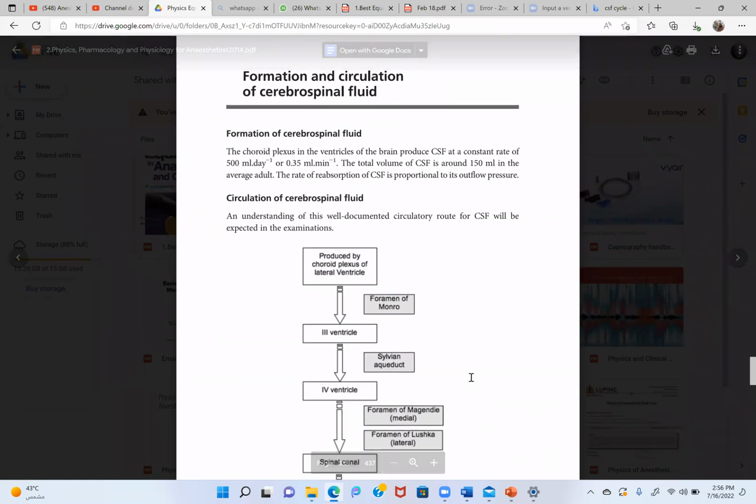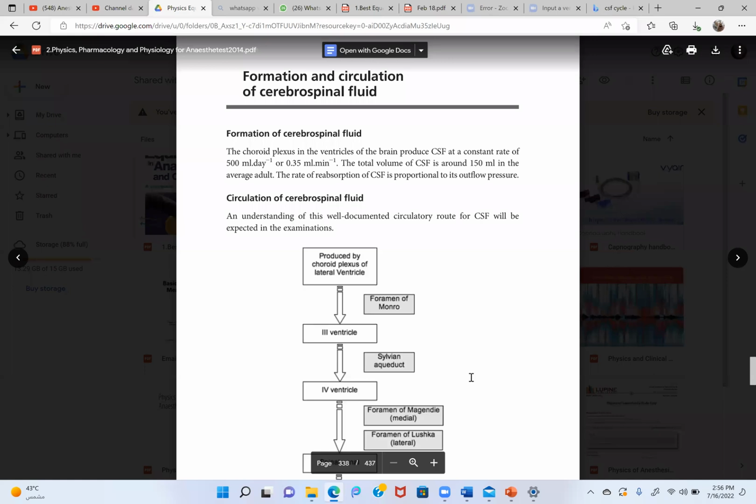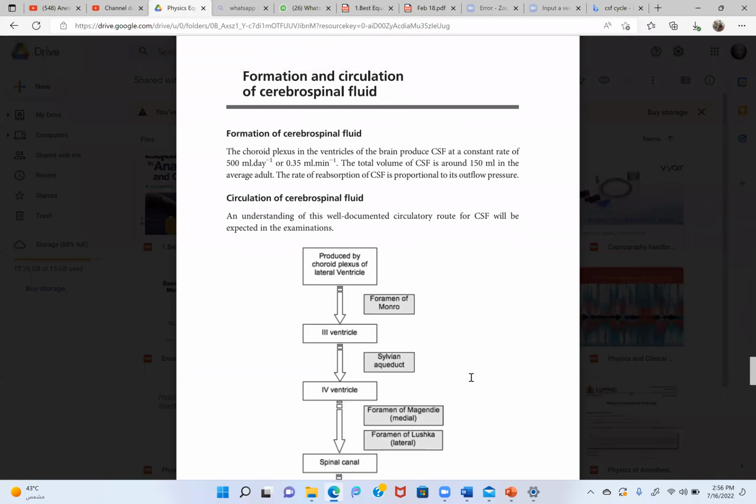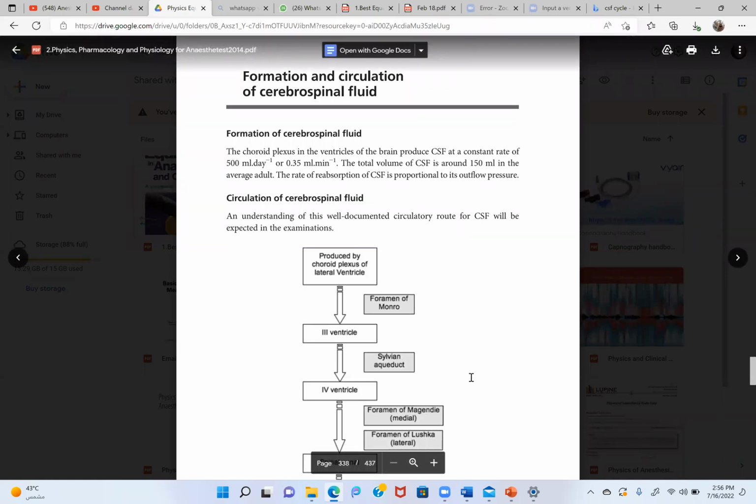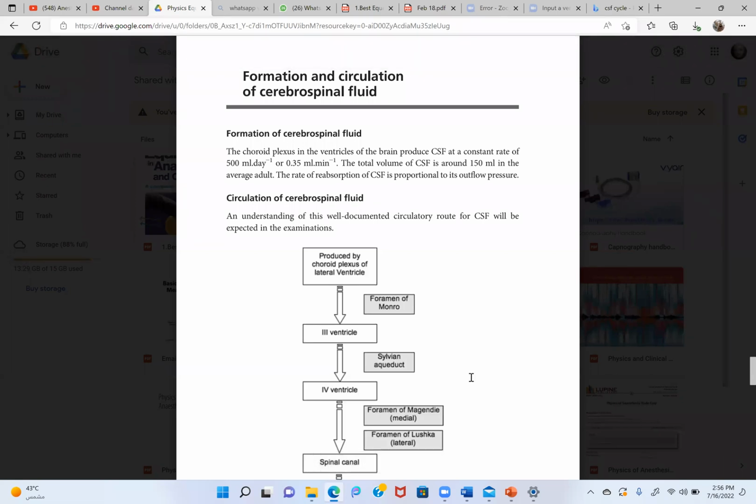Okay, in a different way, the total volume is around 150 ml. Production per day is 500 ml per day, or 0.35 ml per minute, or as you were saying, you can multiply it, so it will be around 21 ml per hour. Okay, these are all one and the same thing.